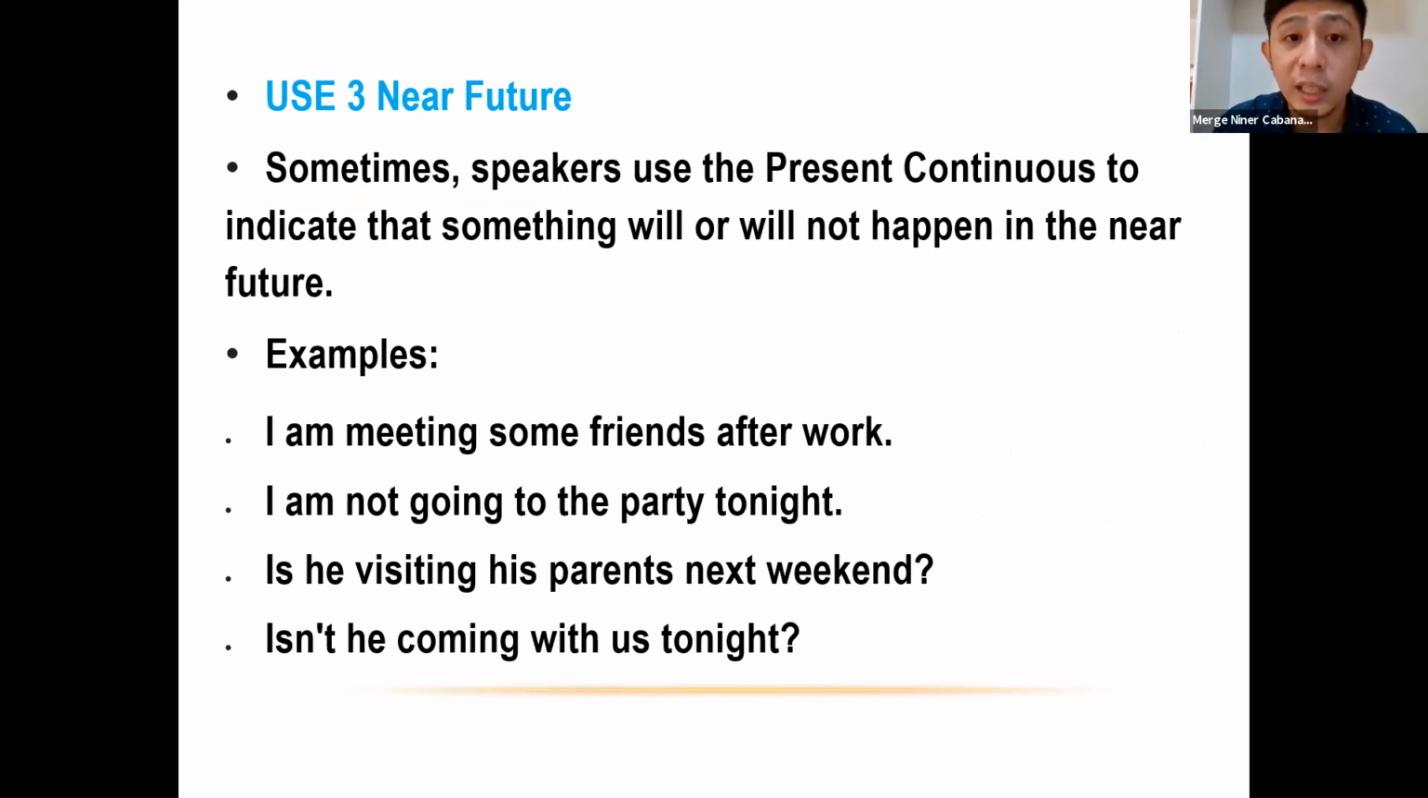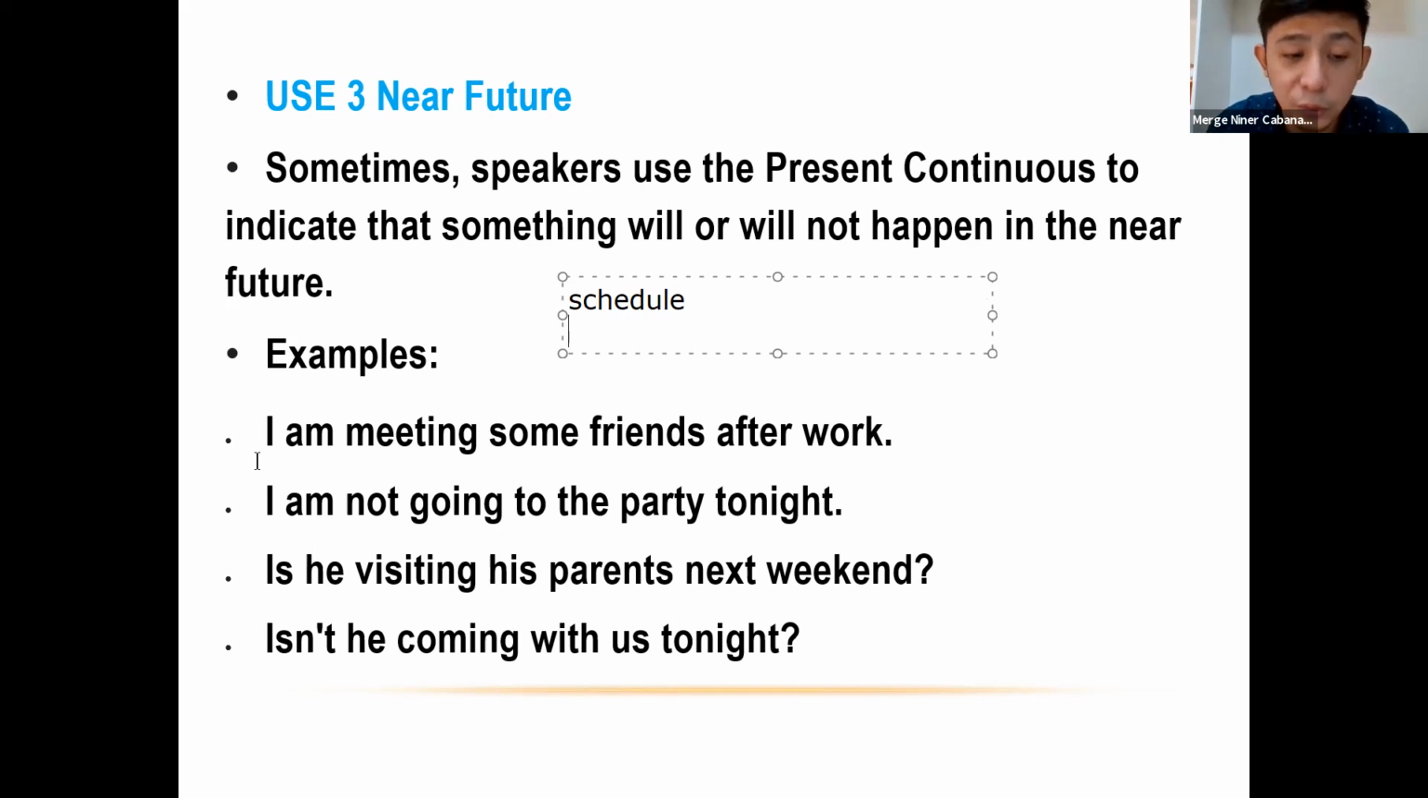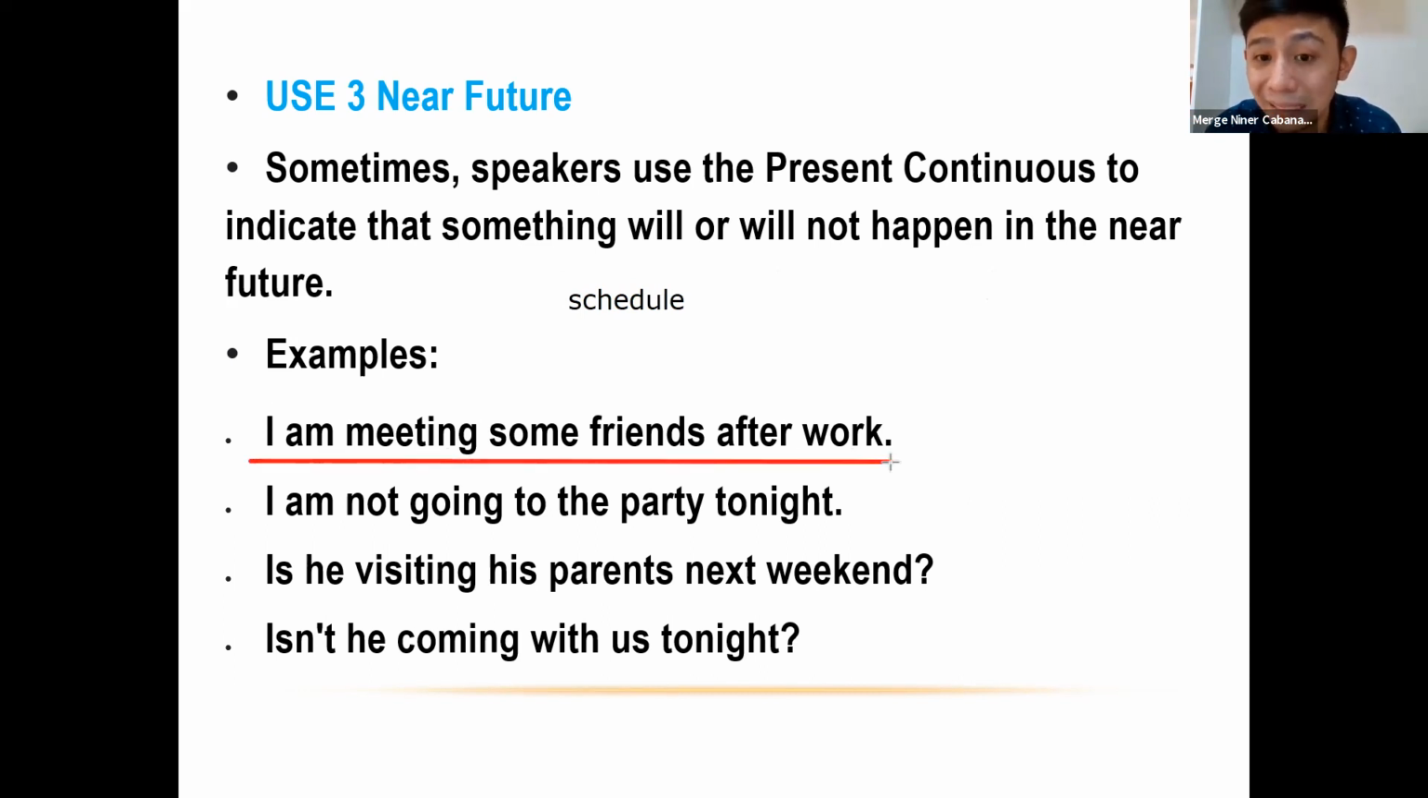So your simple present tense with the use of your future indicates a schedule. Okay, take a look at the difference. But your future use of the present continuous indicates whether or not the action will or will not happen. I am meeting some friends after work. This is indicating that this will happen. Okay, this is a plan.